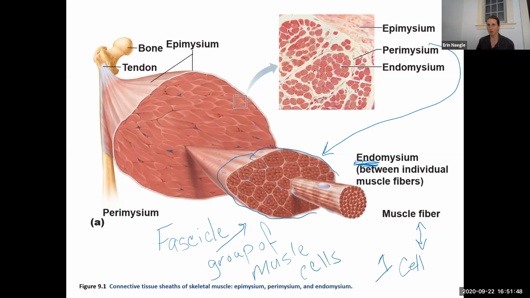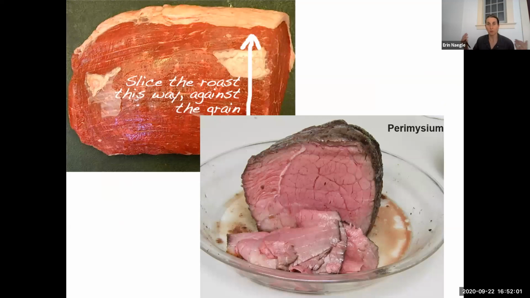So what that serves to do is to make this web, this network of connective tissue that is fully integrated throughout the muscle, and it helps to organize it. So for example, if we go back to our roast, when you look at these divisions through here, these are connective tissues, perimysium, bundles of muscle cells. Voila.